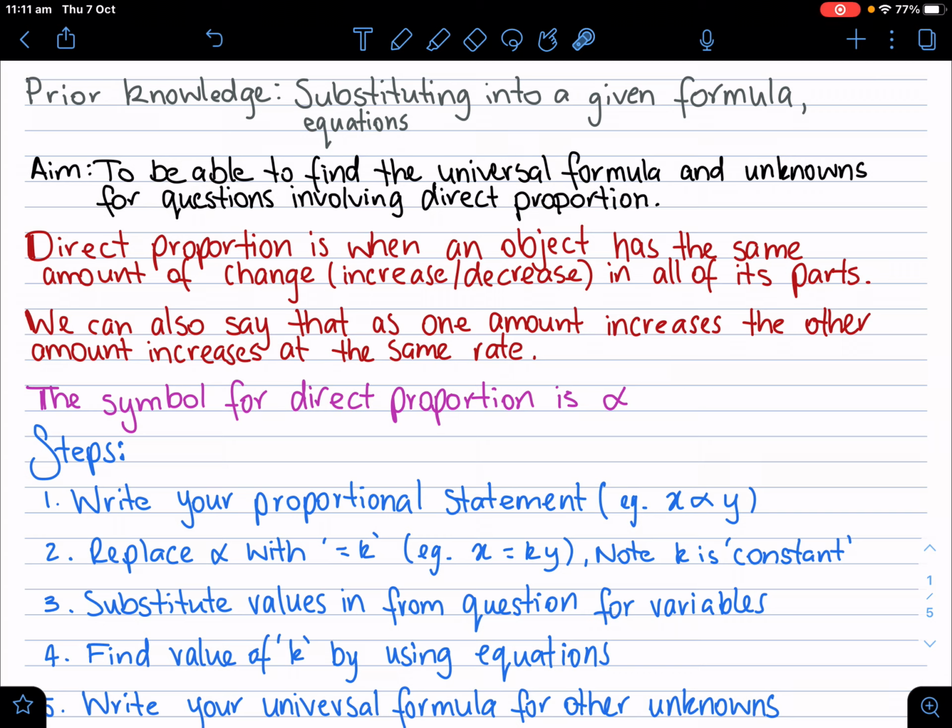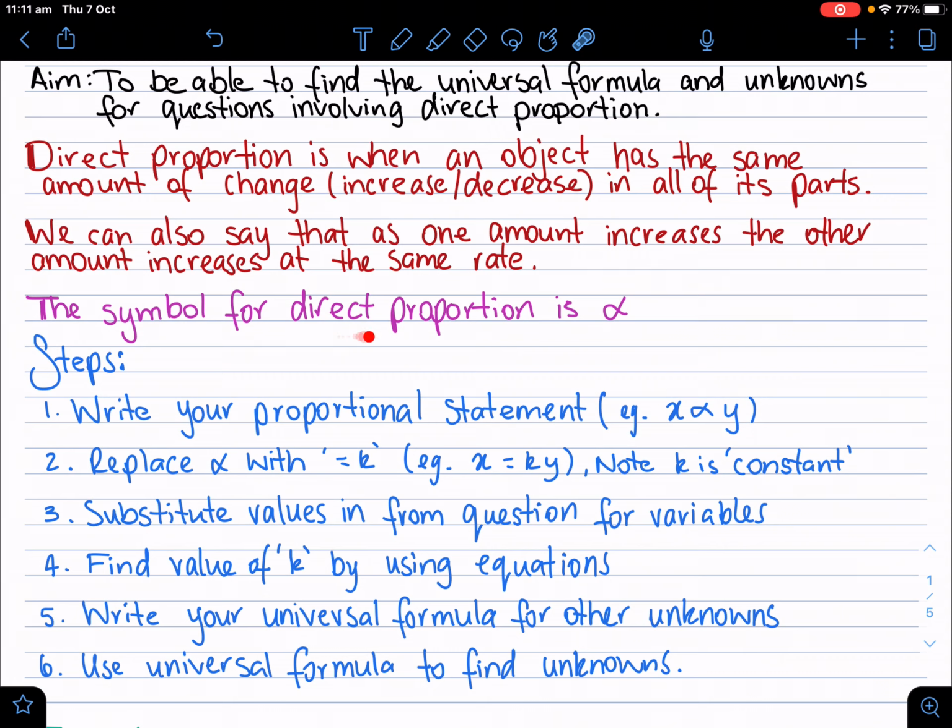So let's start with, what is direct proportion? Well, direct proportion is when an object or a shape has the same amount of change, whether it's increasing or decreasing, in all of its parts. Another way of saying it is that as one amount increases, the other amount increases at the same rate. And that's why this is part of rates and ratios.